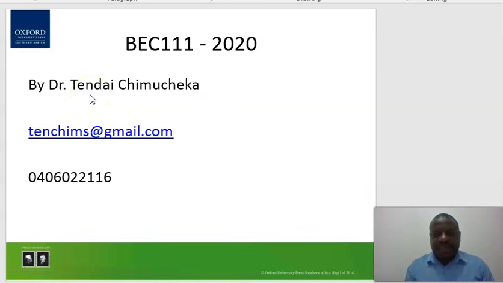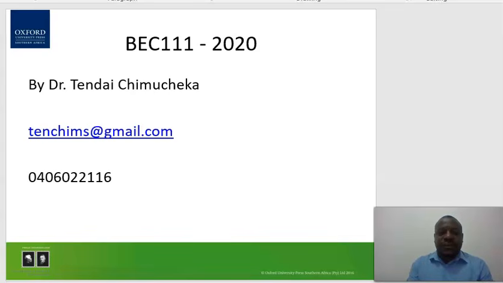On this slide, it's basically the course code BEC111. Please ensure that you are registered for the correct course, BEC111. That's my name, Tendai. My surname is Chimucheka. My email address, in case you want to contact me in relation to course material or you have any questions, I've provided my landline. For my cell number, I'm sure most people got it on Blackboard.